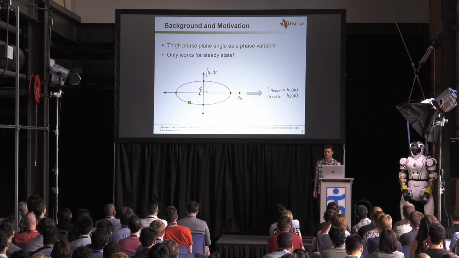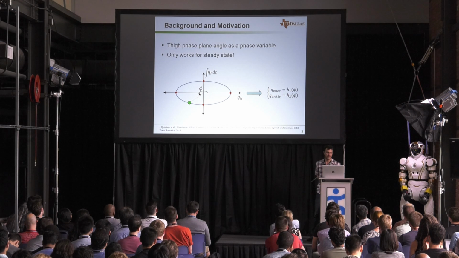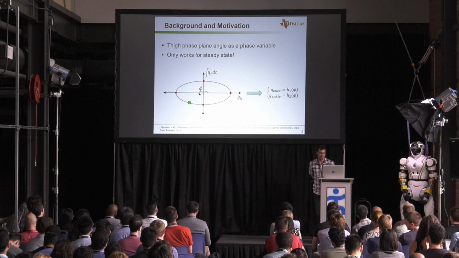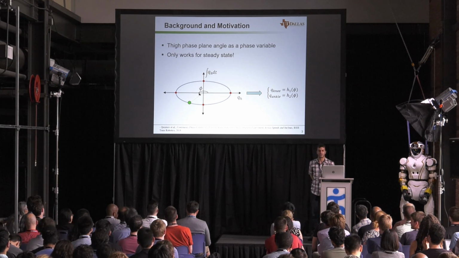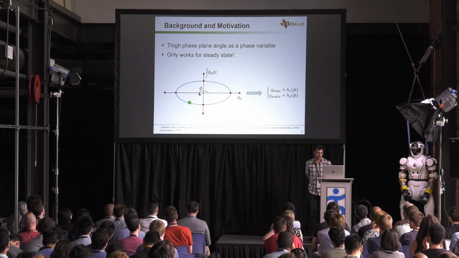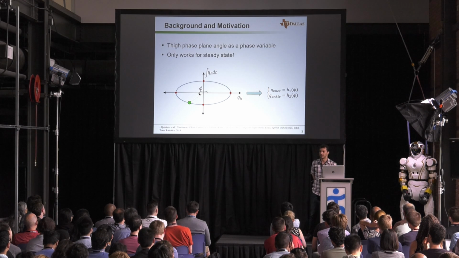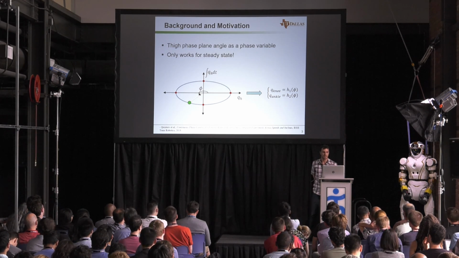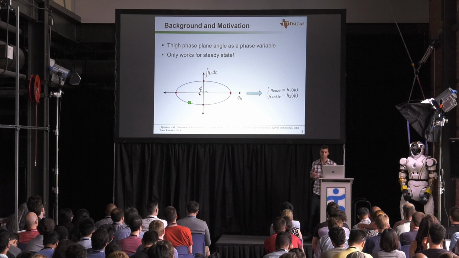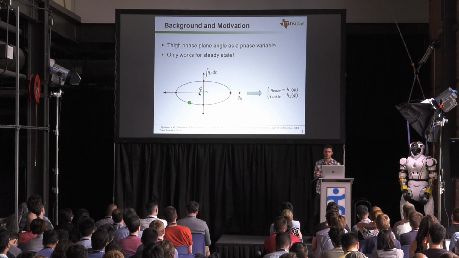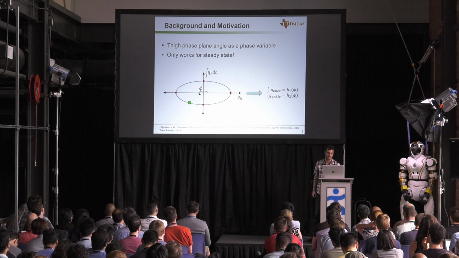So one of the parameters that we came up with was the angle of the orbit in the phase portrait of thigh angle. It works pretty well in steady-state walking, when you are walking on a treadmill with constant speed. But as you see, it has an immediate problem when you change conditions, when you don't have this orbit anymore. When you change speed or stop walking, the orbit would shrink and then control would collapse.